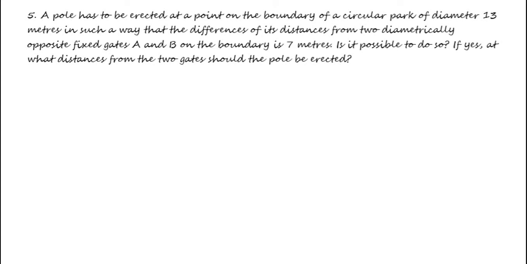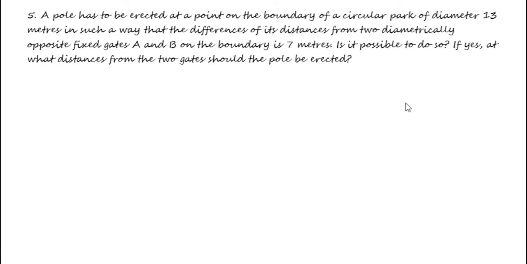A pole has to be erected at a point on the boundary of a circular park of diameter 30 meters in such a way that the difference of its distance from the two diametrically opposite fixed gates A and B on the boundary is 7 meters. Is it possible to do so? If yes, at what distance from the two gates should the pole be erected?